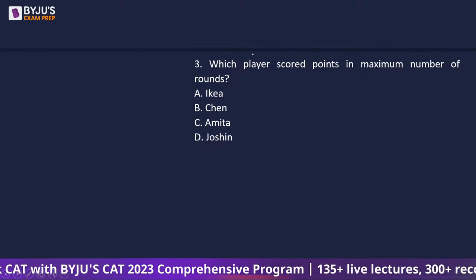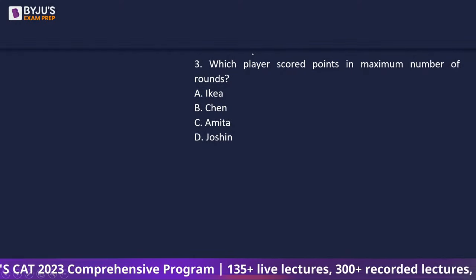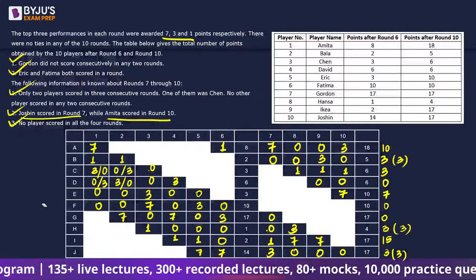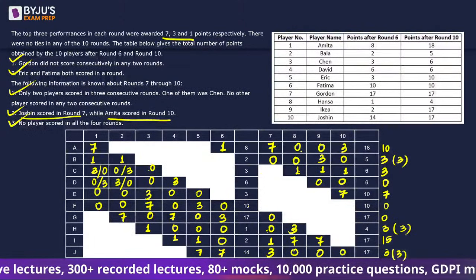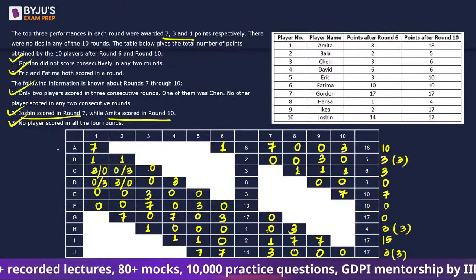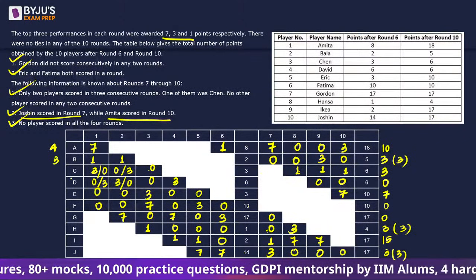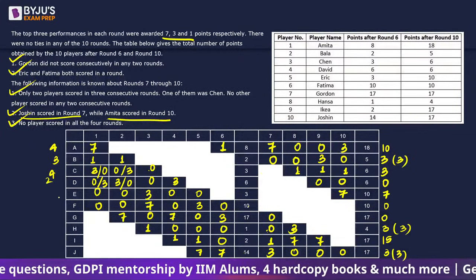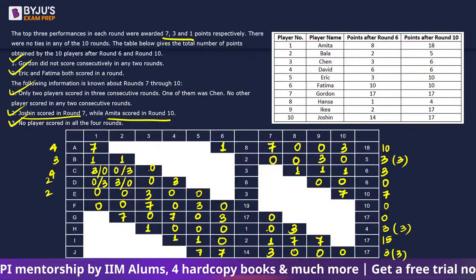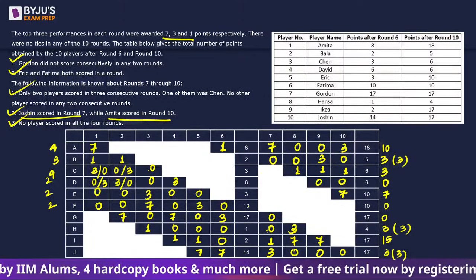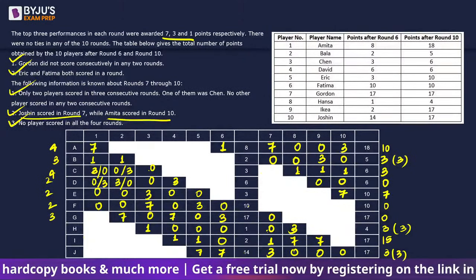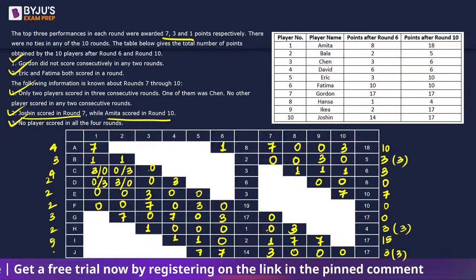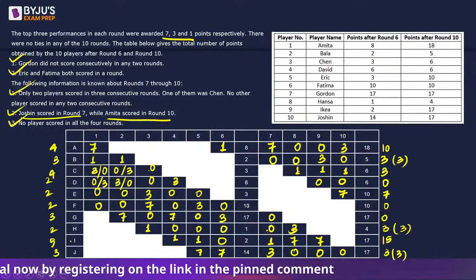Next, which player scored points in maximum number of rounds? Okay. So for maximum number of rounds, if I look at A scored in 4 rounds, B scored in 3, C scored in 4, D scored in 1, 2, E scored in 2, F scored in 1, 2, G scored in 3, H scored in 2, I scored in 5. So I think this is the highest, and J scored in only 3 rounds. So it's going to be I kiya.